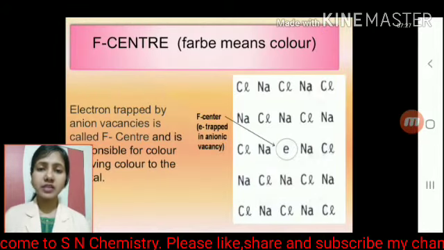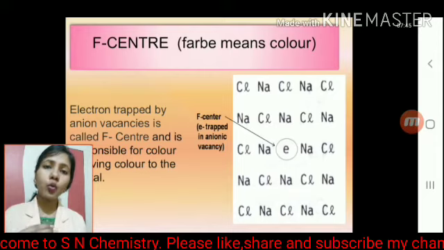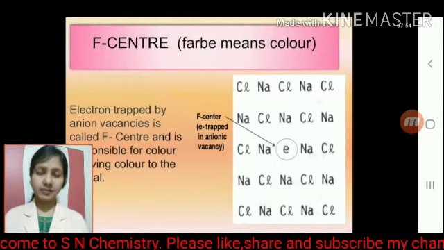F center, we have just discussed. This is again very important, that's why it is given again here. Again I am repeating, F centers are the centers in which electrons are trapped by the anion vacancy. The anions are missing from their lattice sites, and that hole has been occupied by the unpaired electron, and that F center is responsible for imparting color to the crystal, right? So these are called F centers.